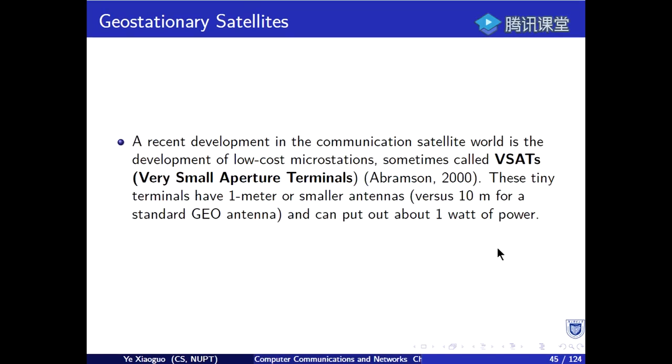A recent development in the communication satellite world is the development of low-cost microstations, sometimes called VSATs, very small aperture terminals. These tiny terminals have 1 meter or smaller antennas and can put out about 1 watt of power. VSAT, very small aperture terminals.